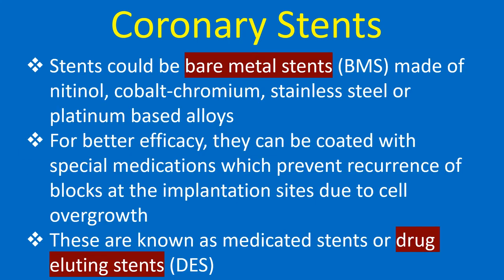Stents could be bare metal stents made of nitinol, cobalt chromium, stainless steel or platinum based alloys. For better efficacy, they can be coated with special medications which prevent recurrence of blocks at the implantation sites due to cell overgrowth. These are known as medicated stents or drug-eluting stents.